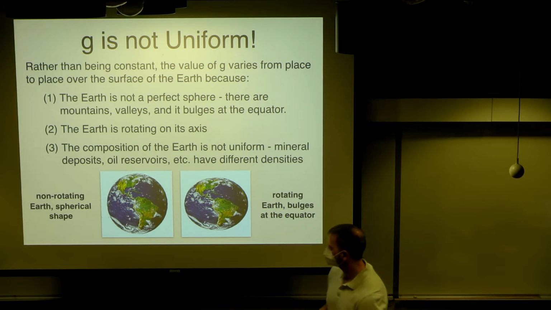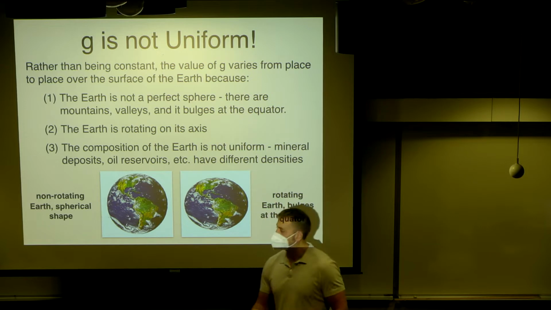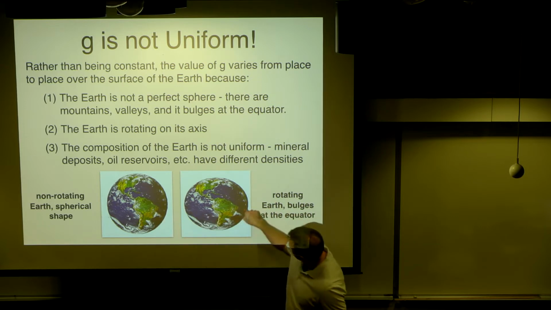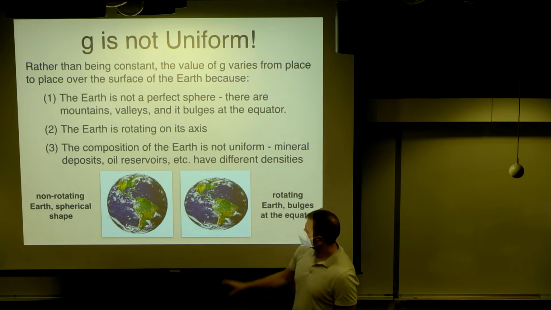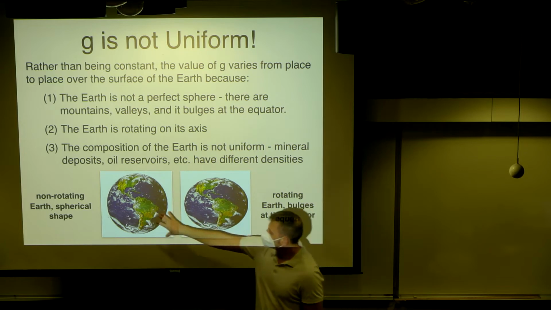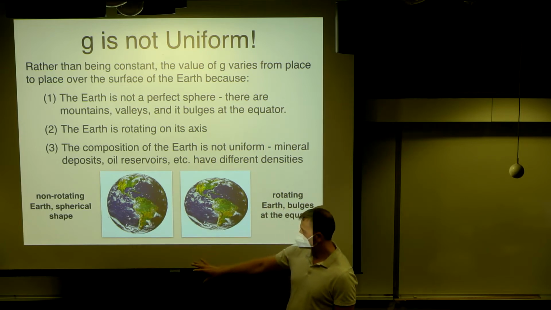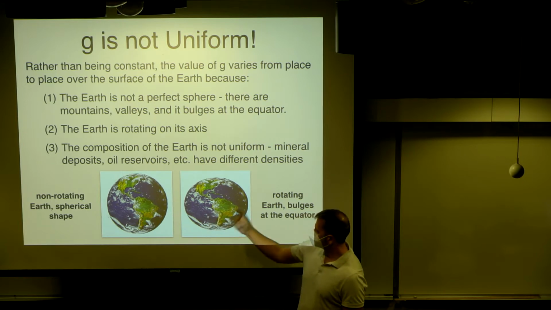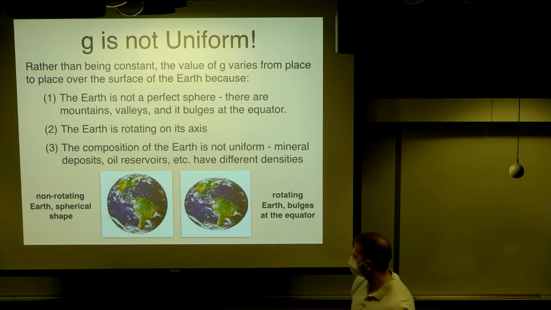Another thing is that the Earth actually bulges out at the equator. Because the Earth is spinning, it causes the Earth to bulge at the equator. This picture is a little bit exaggerated, but basically what you see here is what the Earth would look like if it were non-rotating, and then this is the Earth when it is rotating and bulging at the equator. The effect is a little exaggerated, but it is a real effect.